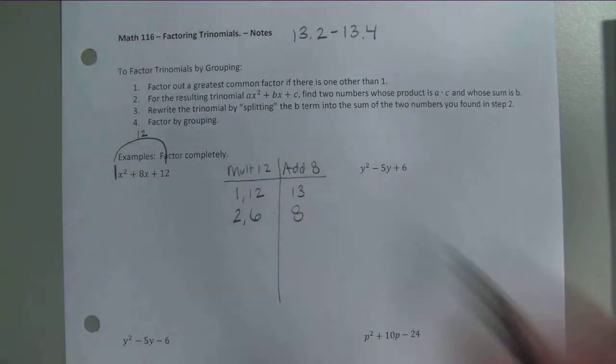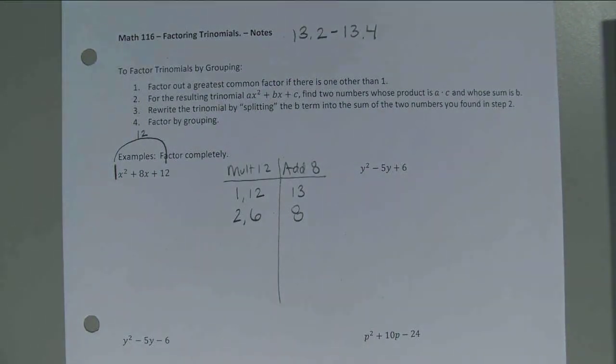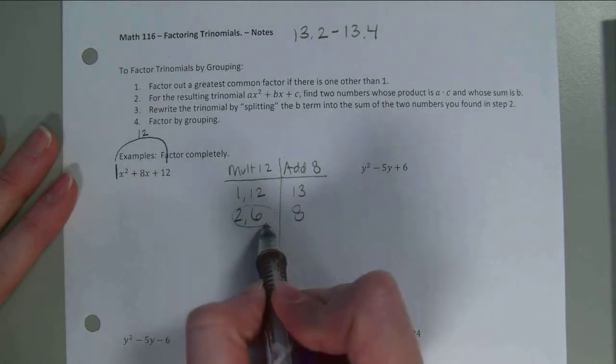Say that wasn't the number I wanted, then I would move down to 12 divided by 3. So my two factors are 3 and 4, and that adds to 7, and so forth, okay? So you just keep dividing by 1, 2, 3, 4 until you get what you need. So what does that mean? It means these are the winning two numbers.